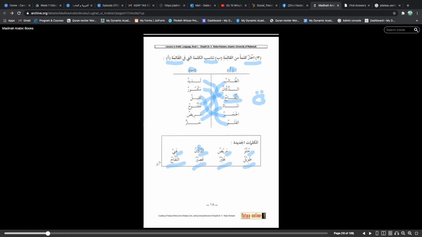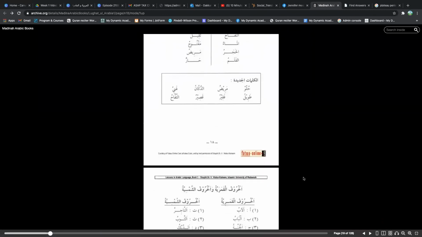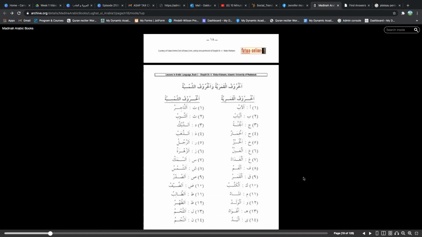التفاح is the apples. So تفاح, how would you make it indefinite? Nakira. Just get rid of the alif lam and put tanween at the end. تفاح would be apples. Okay. التفاح, the apples. And also to make it one apple, all you have to do is make it تفاحة.